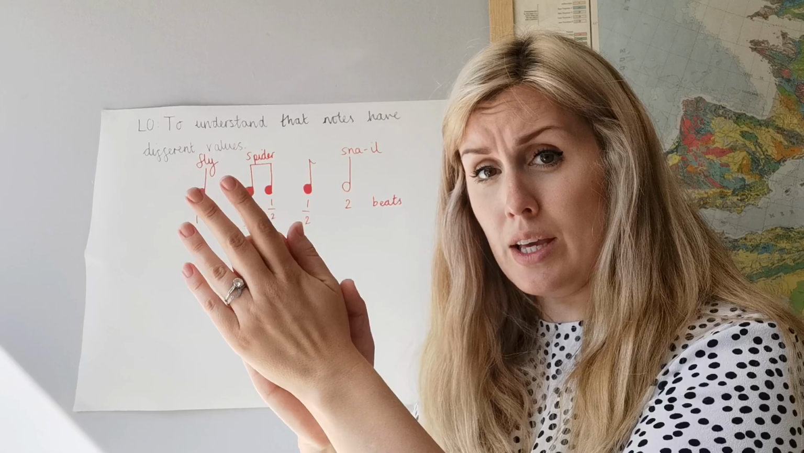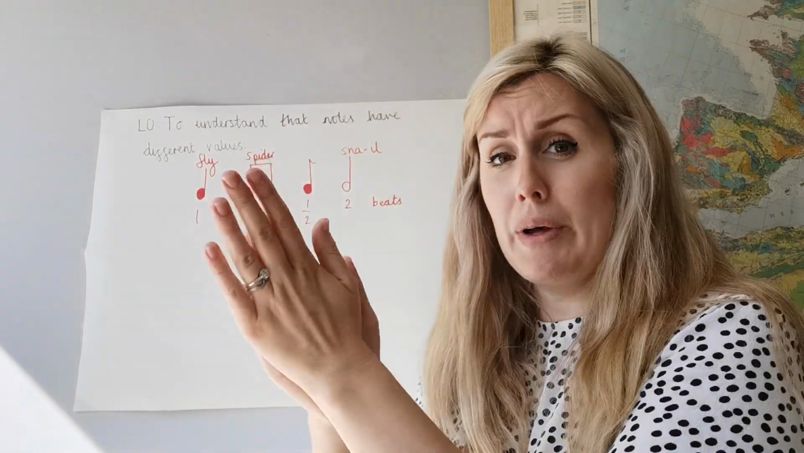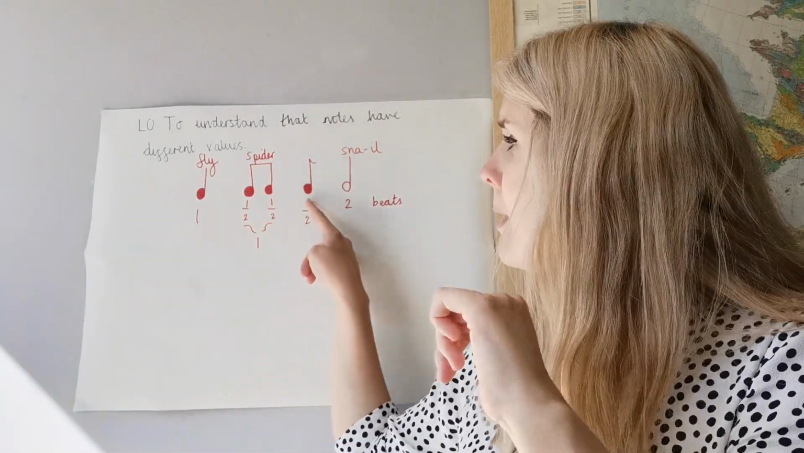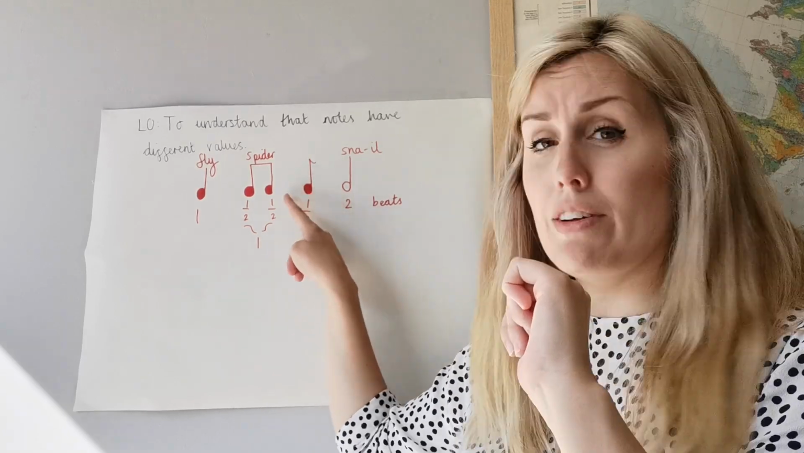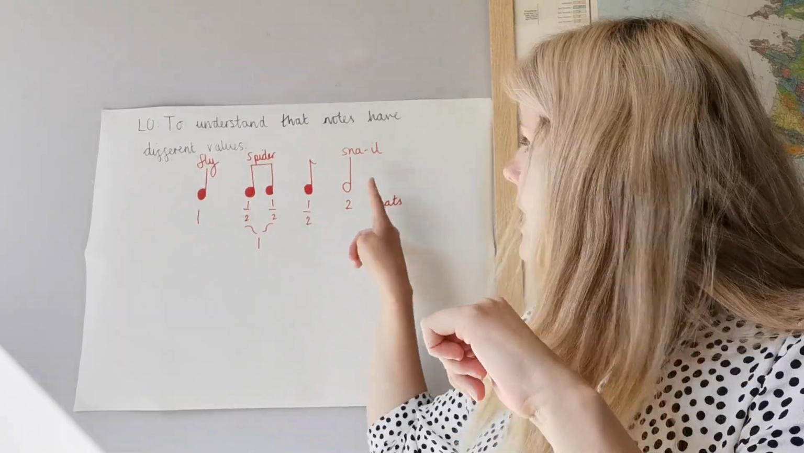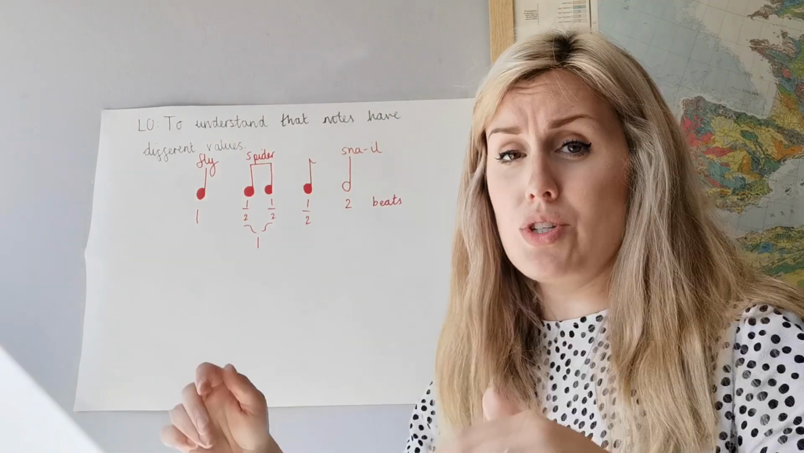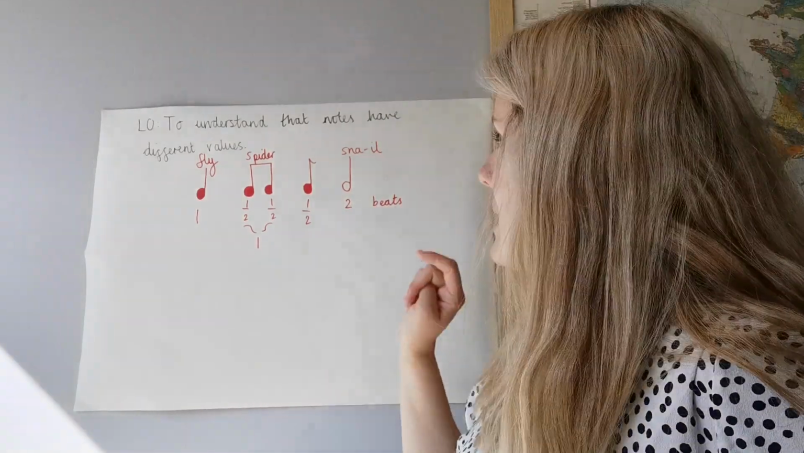So I'll just go through these again. You've got fly, which is a crotchet. You've got spider, which is 2 quavers. And that is what one quaver looks like, and it's half a beat. And snail, which is a minim, and it is 2 beats.